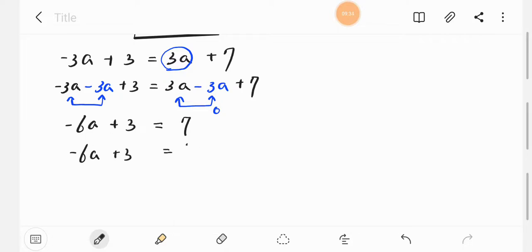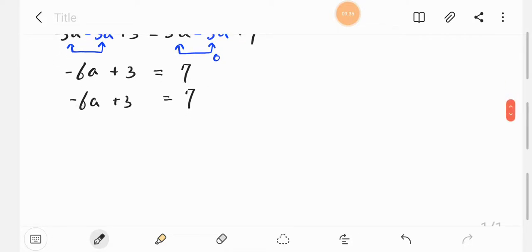So now there is only one variable term on this side. What we have to do is get rid of this plus 3 from the left. So this is plus 3, so we do what? Subtract 3 from each side. So you can make this one 0, right? So the left hand side contains only negative 6a, and the right hand side is 7 minus 3, which is 4.